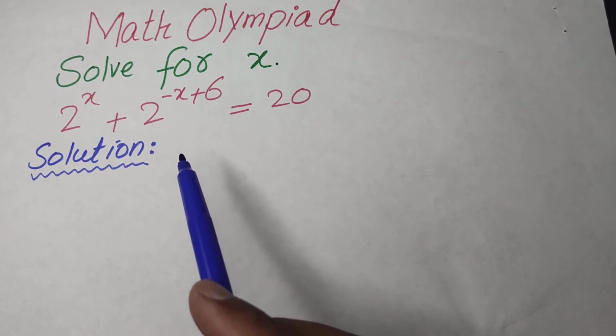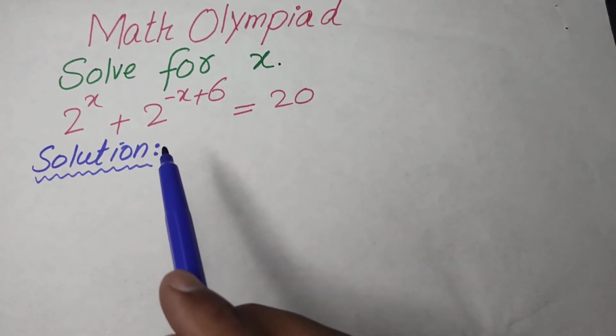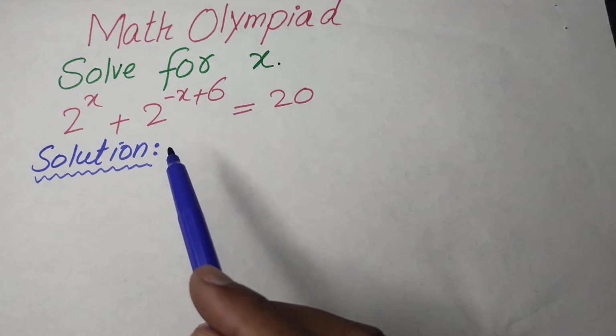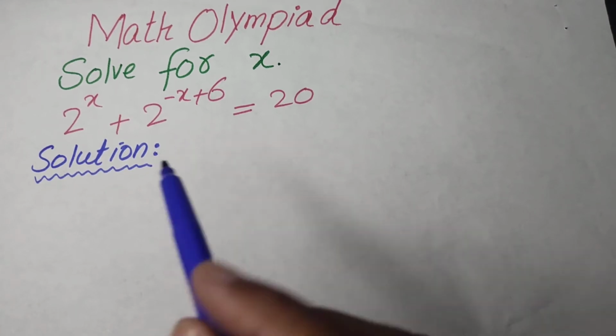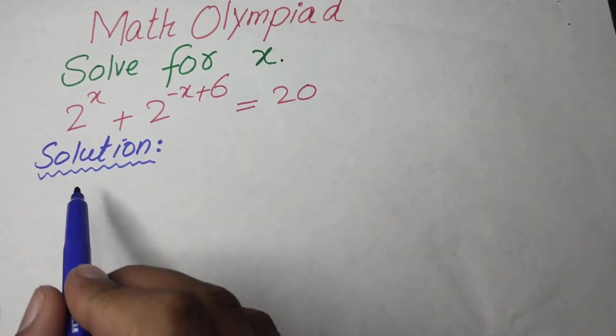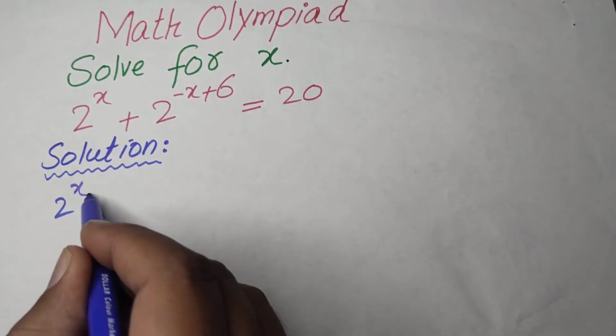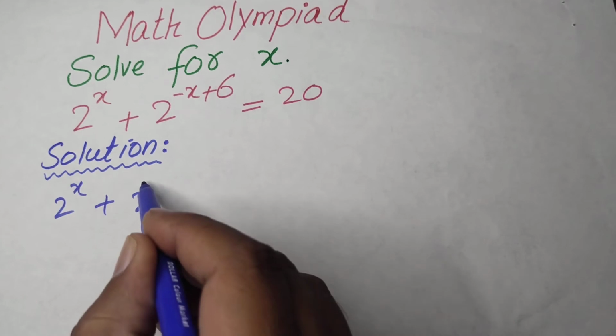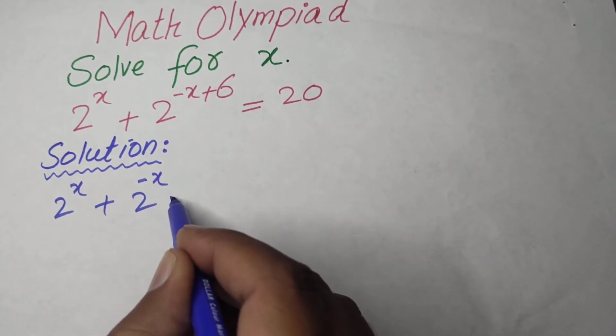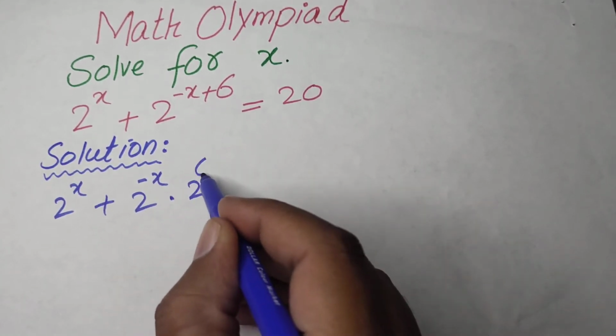So our very first step is to change this exponential equation into a quadratic equation. So we take some simple steps here. Our very first step is we write 2 to the power of x plus 2 to the power of minus x into 2 to the power of 6.